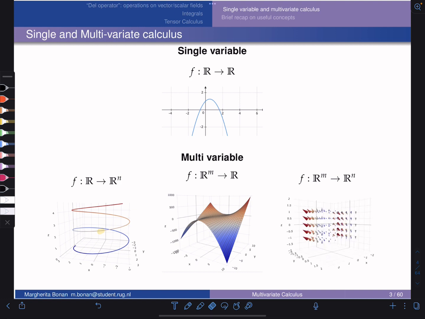Further on, we can have vector fields that go from Rm to Rn, where every point in Rm is mapped to a point in Rn. To visualize this, we just took m and n to be 3, so that every point in 3D space is mapped to a vector with 3 dimensions, as here.